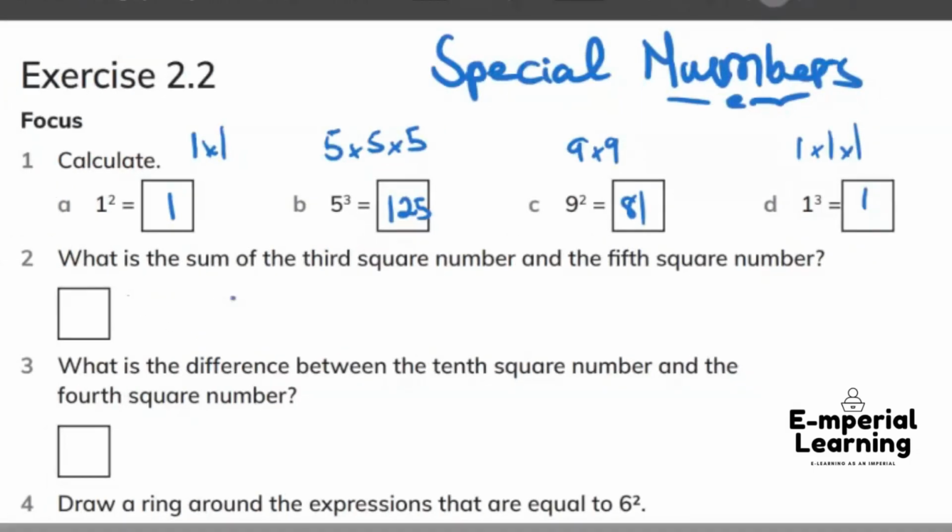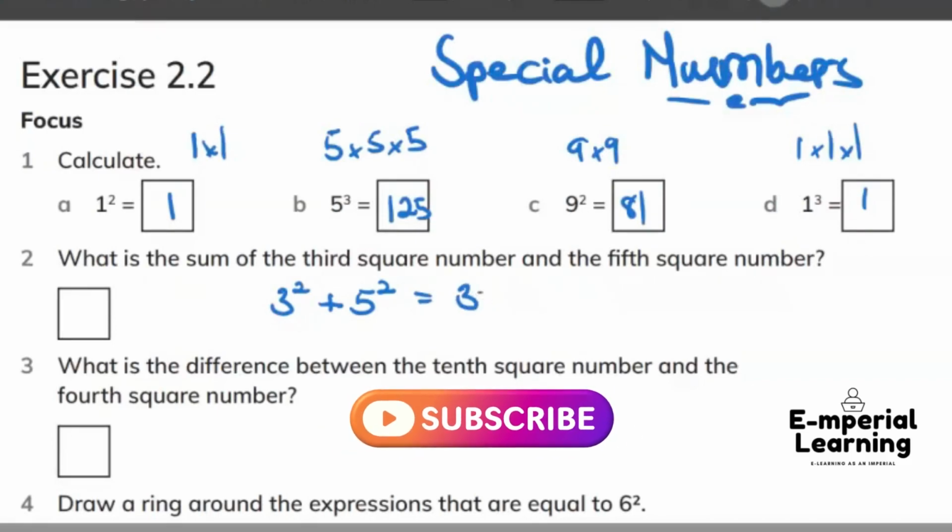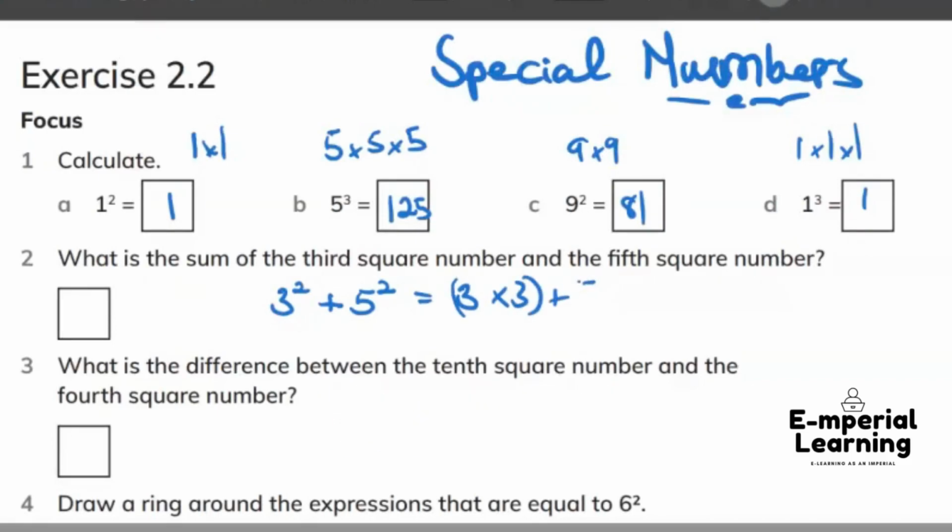Question 2 says, what is the sum of the third square number and the fifth square number? We are looking for a summation, that's an addition, of the third square number, that's 3 squared, and the fifth square number, that's 5 squared. And this is simply 3 times 3 plus 5 times 5. And 3 times 3 is 9 plus 5 times 5, 25. And so we have 34. So the answer is 34.